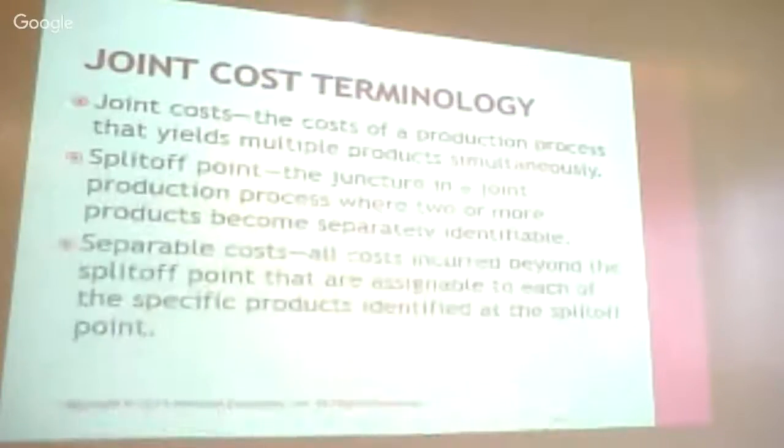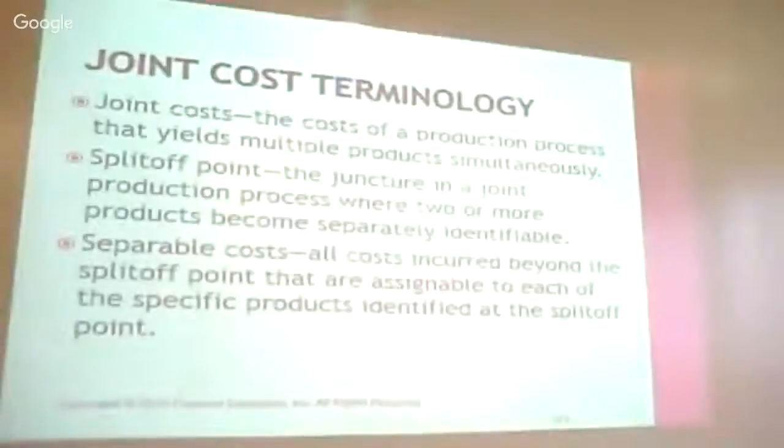So some of the words that we're going to be using that have not been in our vocabulary in this class before. We have joint costs. What are joint costs? The cost of a production process that yields multiple products simultaneously. So basically what do you have? Well, let's think of a food processing plant. Okay?